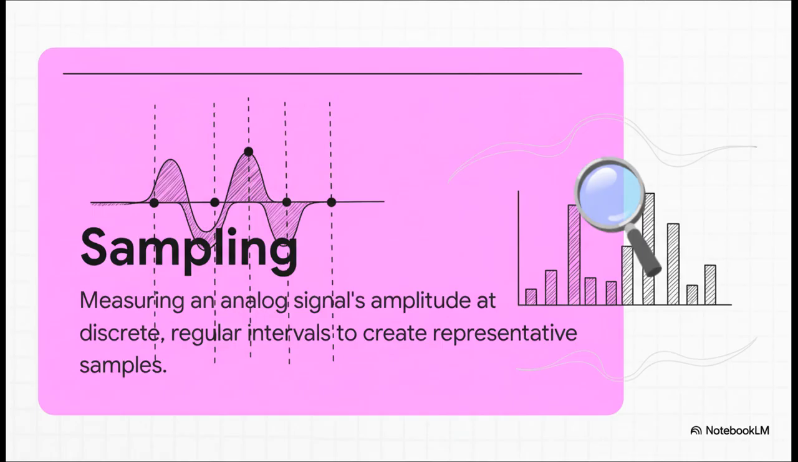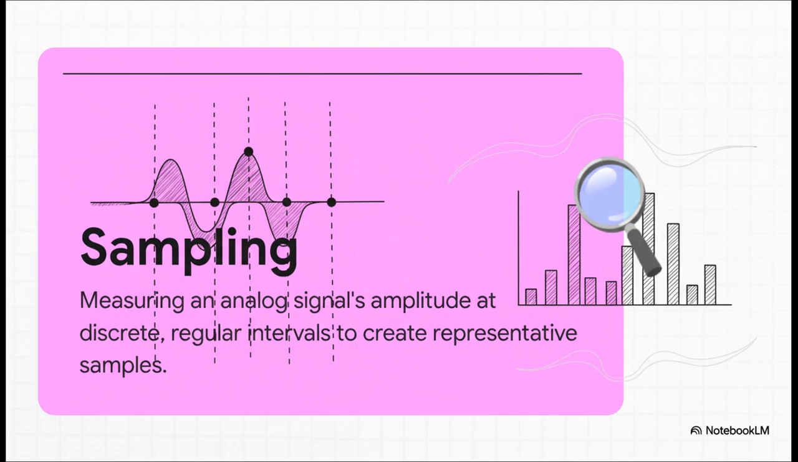Okay, so for this to work, we have to start with a foundational idea called sampling. Imagine you want to describe a flowing river, but you can only send a series of still photos. Sampling is like that. We take thousands of super fast snapshots of the original sound wave, measuring its height, its amplitude, at these perfectly regular intervals.